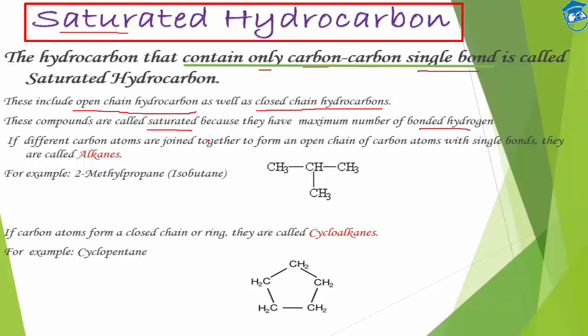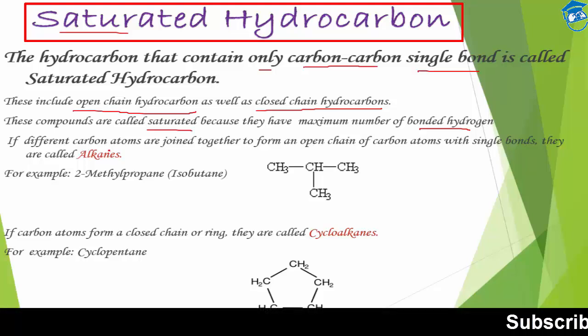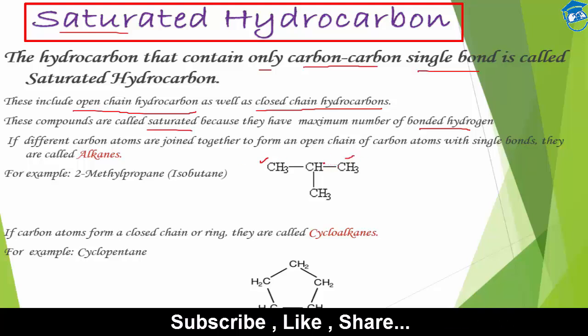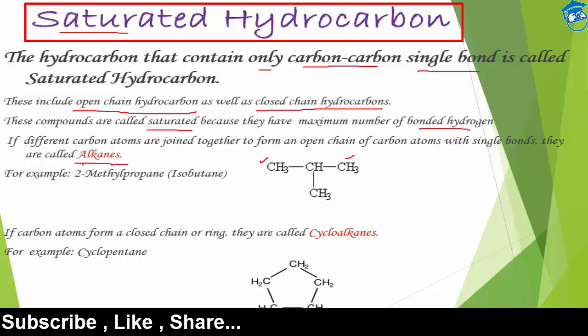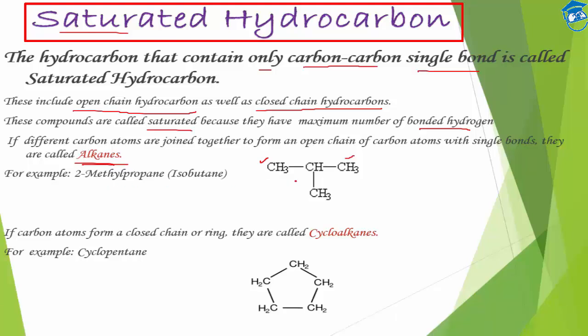Now we have earlier seen that they can be either open chain or closed chain. If the ends of the carbon are not joined, then they will be open chain, and they are known as alkanes. For example, this is isobutane or 2-methylpropane, as we have done in the previous chapter regarding the IUPAC nomenclature. You can also refer to the previous chapter regarding the IUPAC nomenclature, and also about the common names.